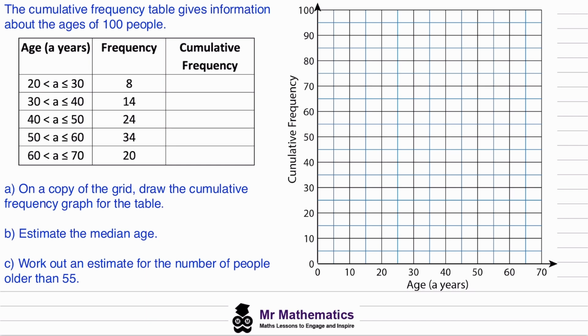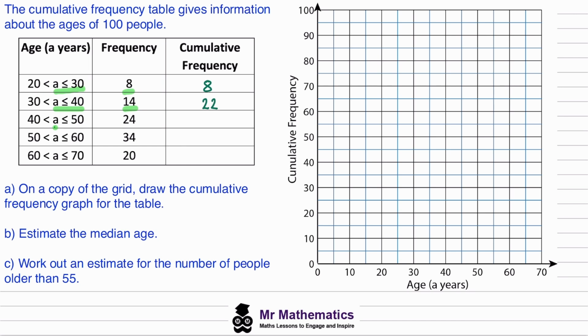Okay, so welcome back. We need to work out our first cumulative frequency, and you can see that 8 people are of an age less than or equal to 30. So we'll put an 8 here. And then a further 14 people are of an age less than or equal to 40. So we'll add these two together, and we'll get the cumulative frequency of 22.